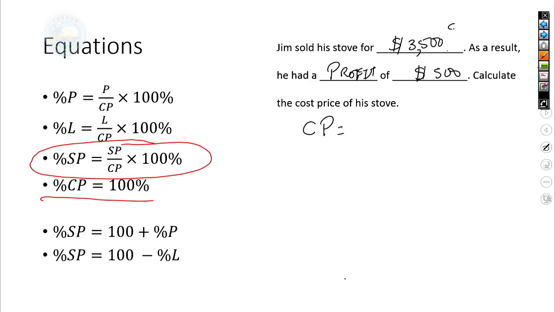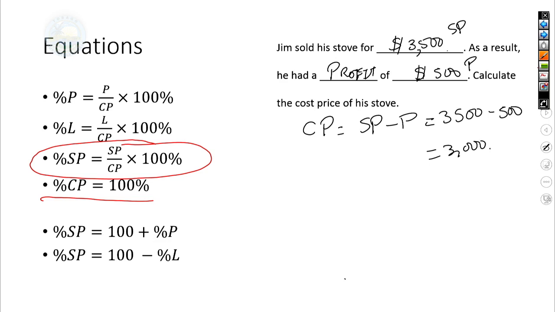What is this? This is the selling price. And this is the profit. So the cost price will be the selling price minus the profit. Again, that's by transposition. So then that will be 3,500 minus 500. Let's write that properly. My bad. So now it'll be 3,500 minus 500, which is equal to 3,000.